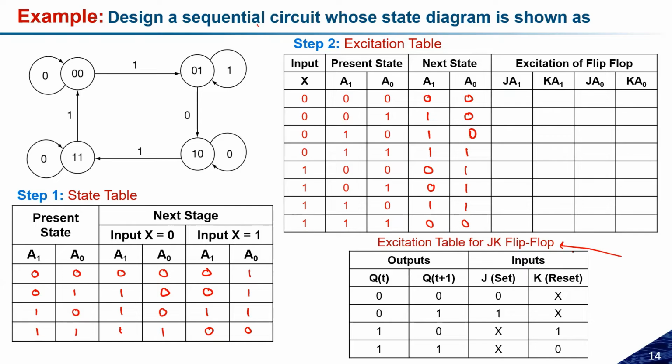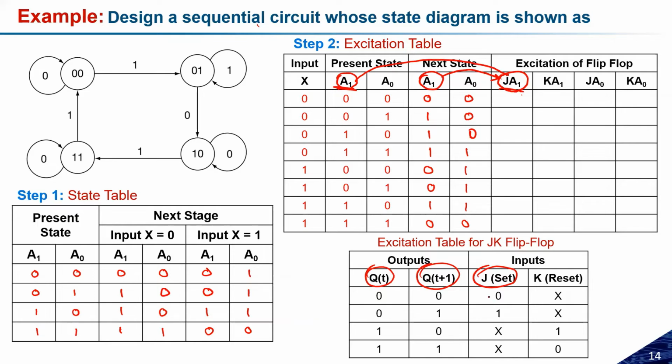We know that based on the present state and the next state, I decide the J and the K. Let us first consider A1. With respect to A1, I need to prepare a table for J. JA1 indicates I am preparing the table for A1 and for J. So this A1 and this A1 will be considered to prepare JA1. Let me repeat what I am saying. To prepare this excitation table, I need the present state and the next state, and J will be created.